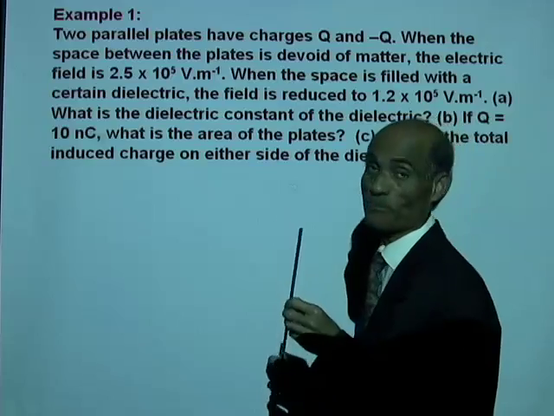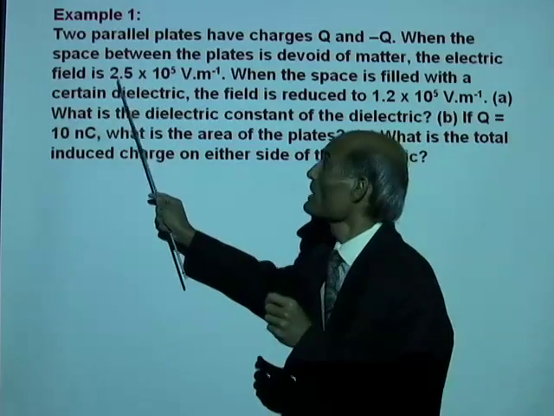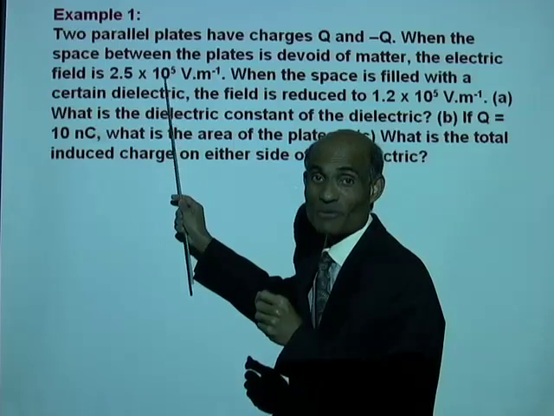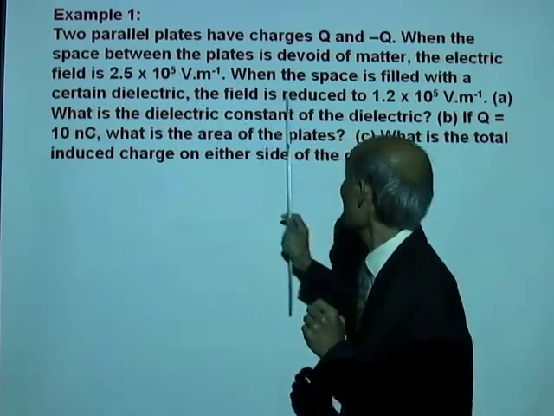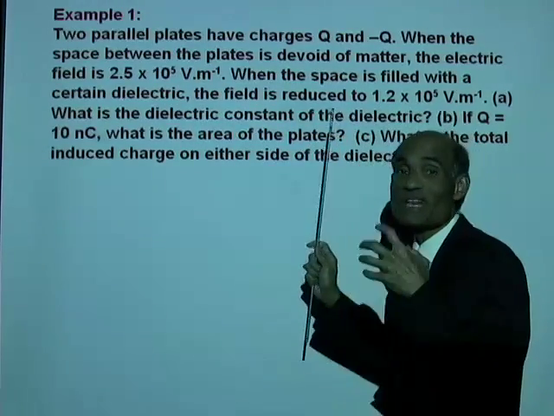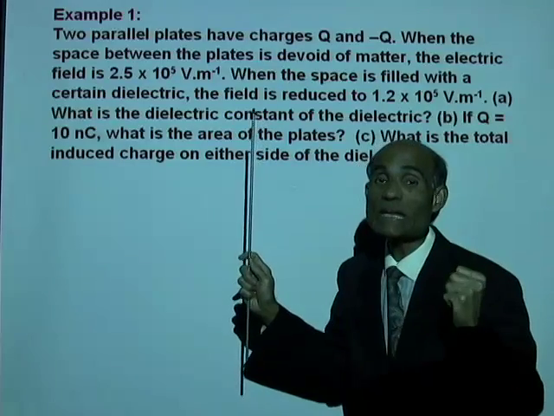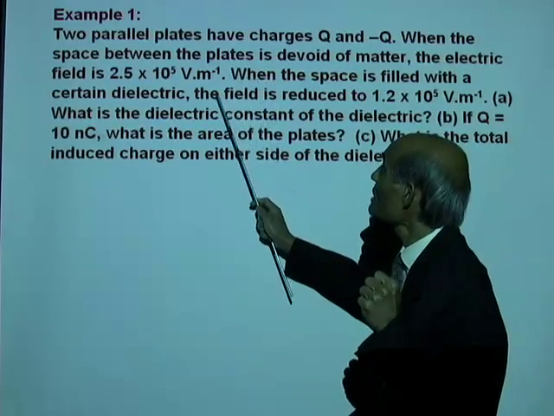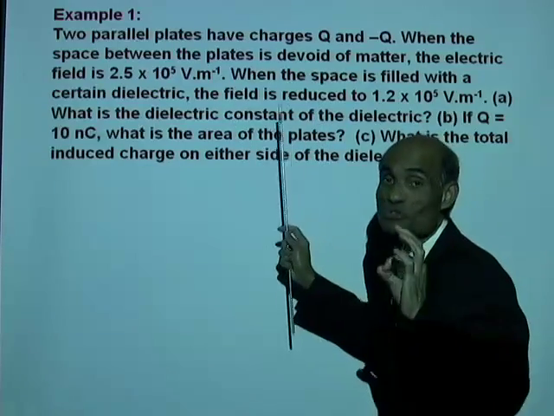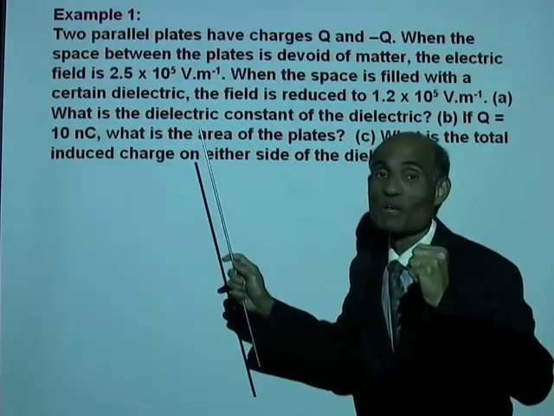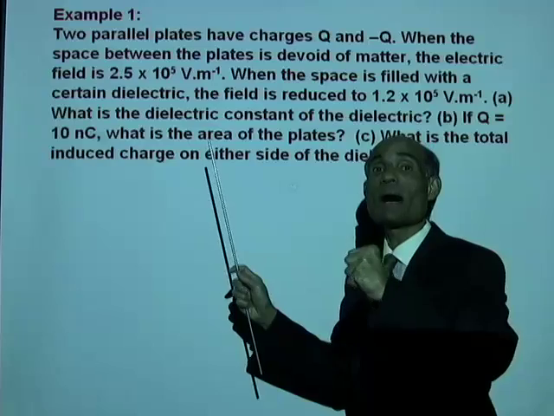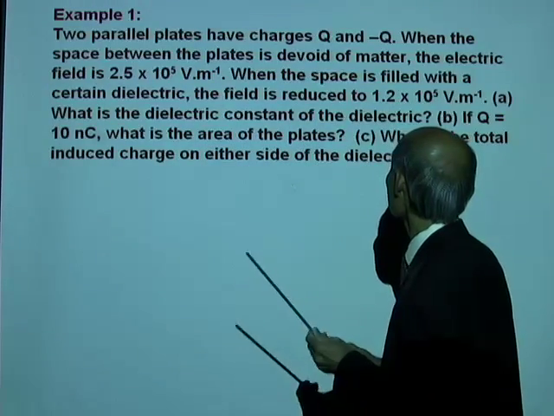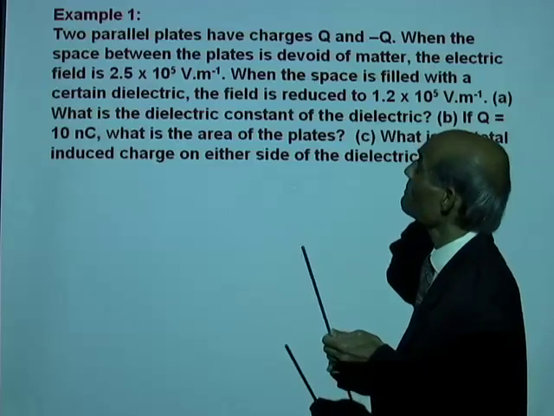volt per meter. Now, you can see this is E0, the original field. Now, what is this? Is it E prime or E? Well, when the dielectric is introduced, the field is reduced to, that is the net field, which is E0 minus E prime. It is reduced to 1.2 times 10 to the 5 volt per meter.